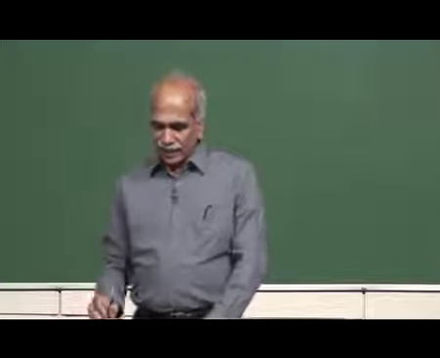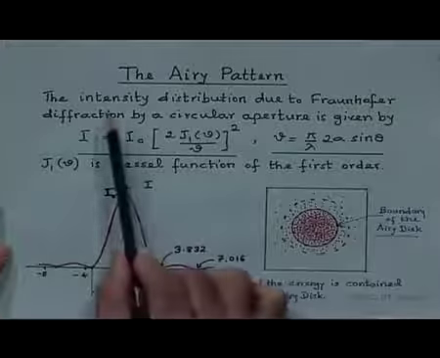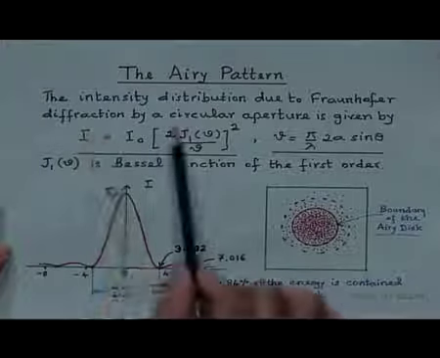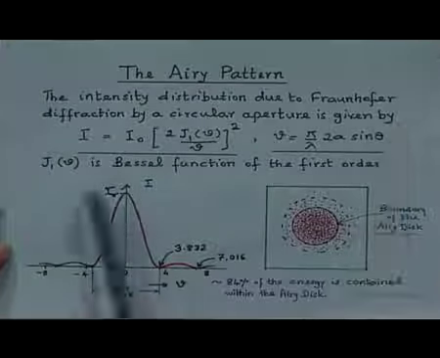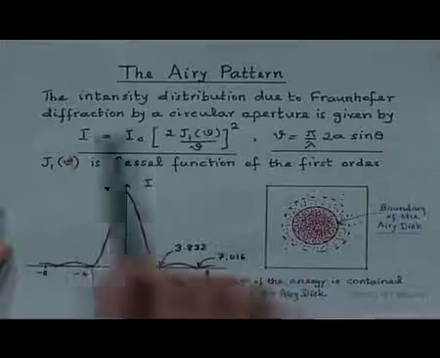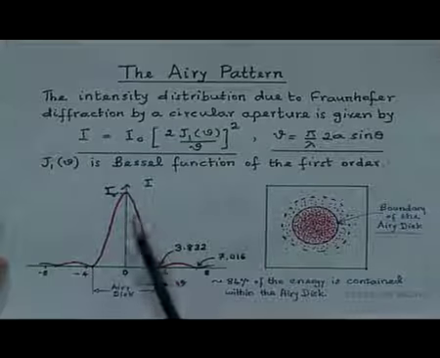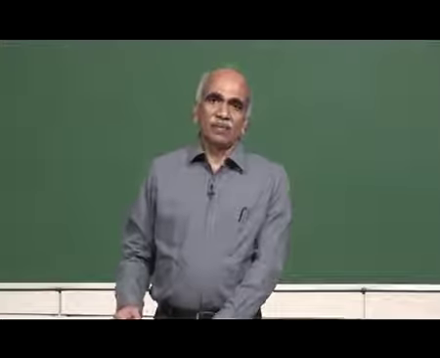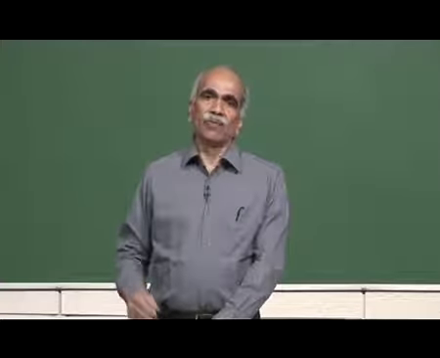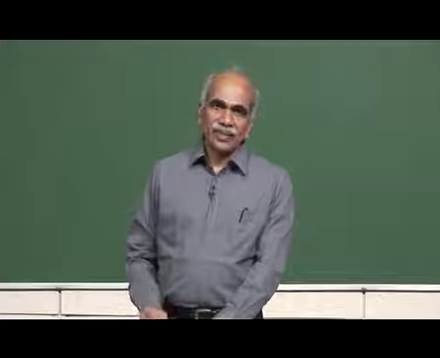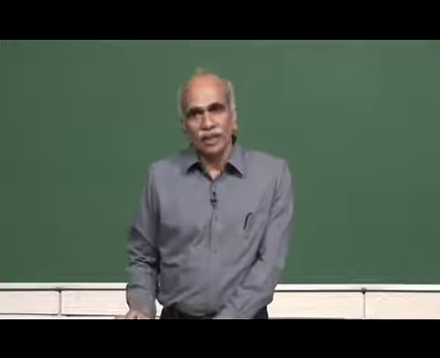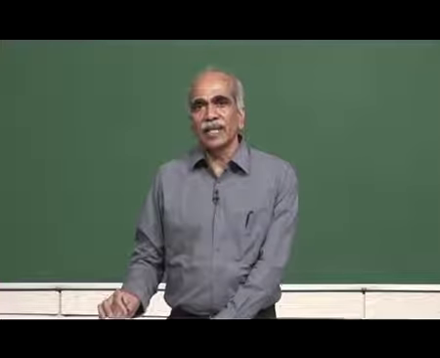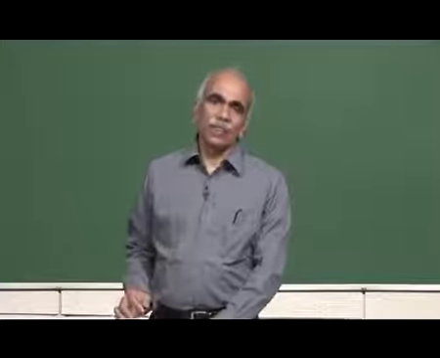The Airy pattern represents the intensity distribution due to Fraunhofer diffraction by a circular aperture, given by an expression of this form. As I mentioned in the last lecture, the derivation is beyond the scope of our discussions here, but the results are important for us, which is why we are giving you the result here and discussing its implications.